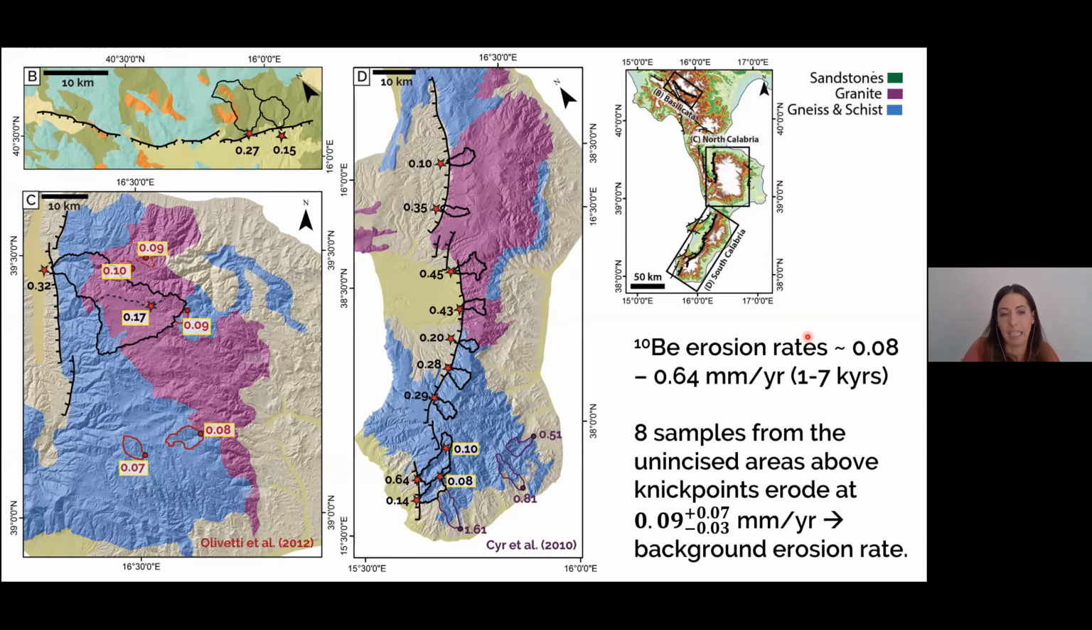I can also combine my data with some published data by Sarah et al. here and by Olivetti et al. And one thing I noticed is that all the samples that are from these unincised upper subcatchments above the nick points are eroding at very consistent rates of about 0.1 millimeters a year. So I consider this the background erosion rate that is operating in the area in absence of any tectonic forcing.